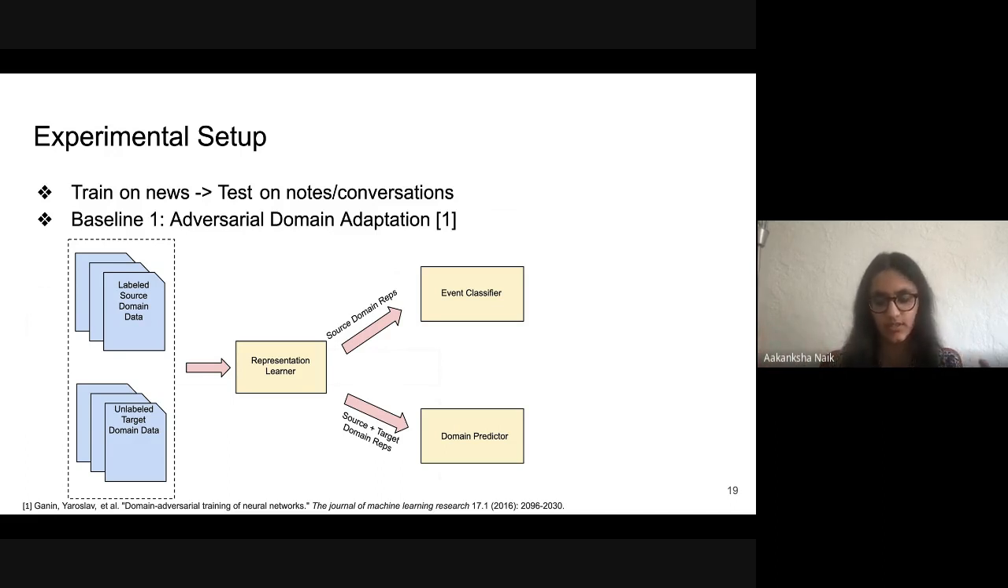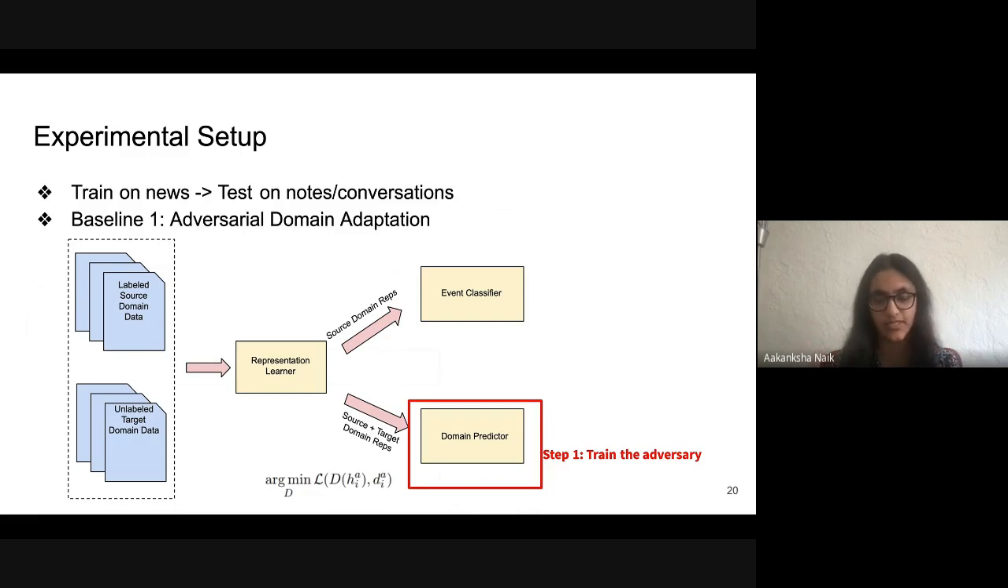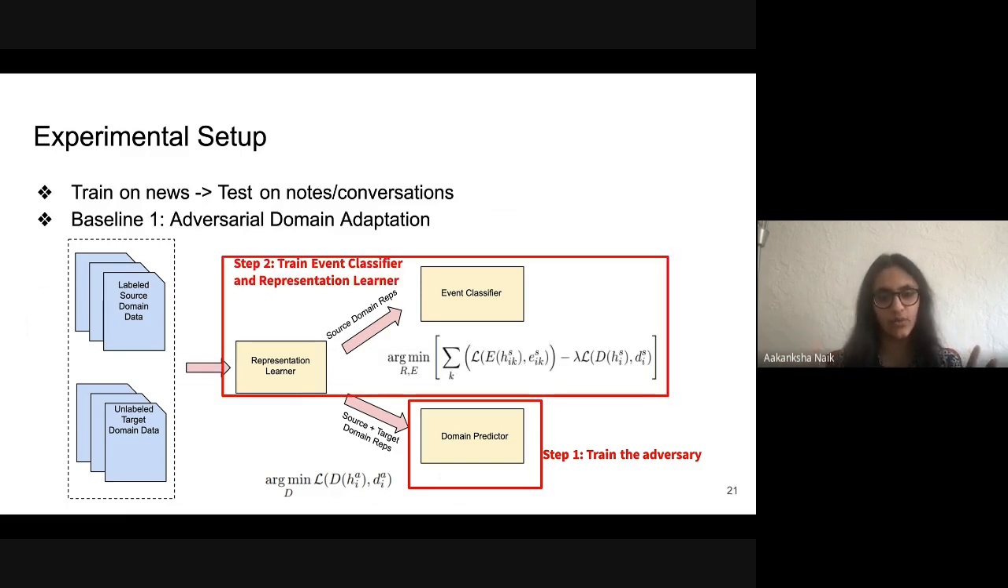And to do this, you can use a two-step alternating optimization process. In the first step, you train the domain predictor, which is also your adversary, on the task of domain prediction. And in the second step, you train your event classifier and representation learner models using this loss function, in which the first term ensures that you're doing good at the task of event classification, and the second term, which is subtracted, is the loss from the adversary, which ensures that you do badly on the task of domain prediction. So the end goal is that you learn more generalizable representations in the representation learner module.